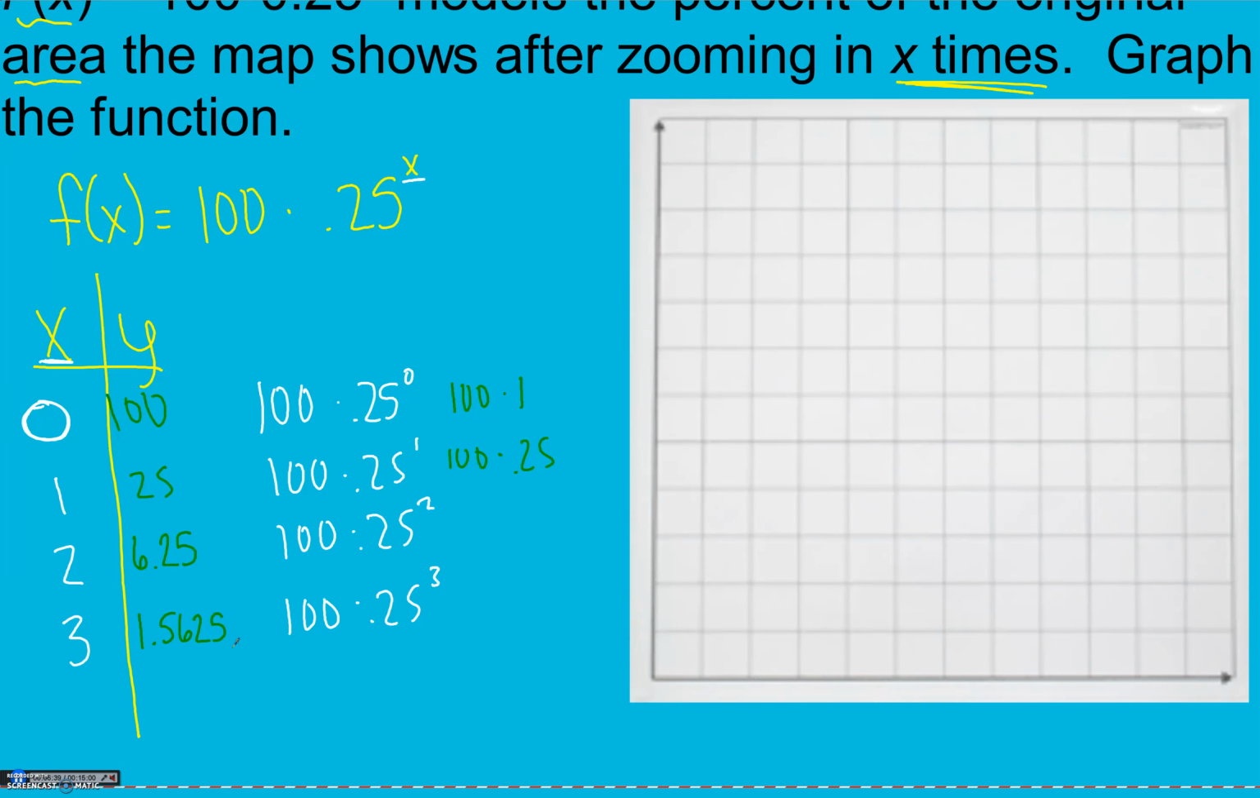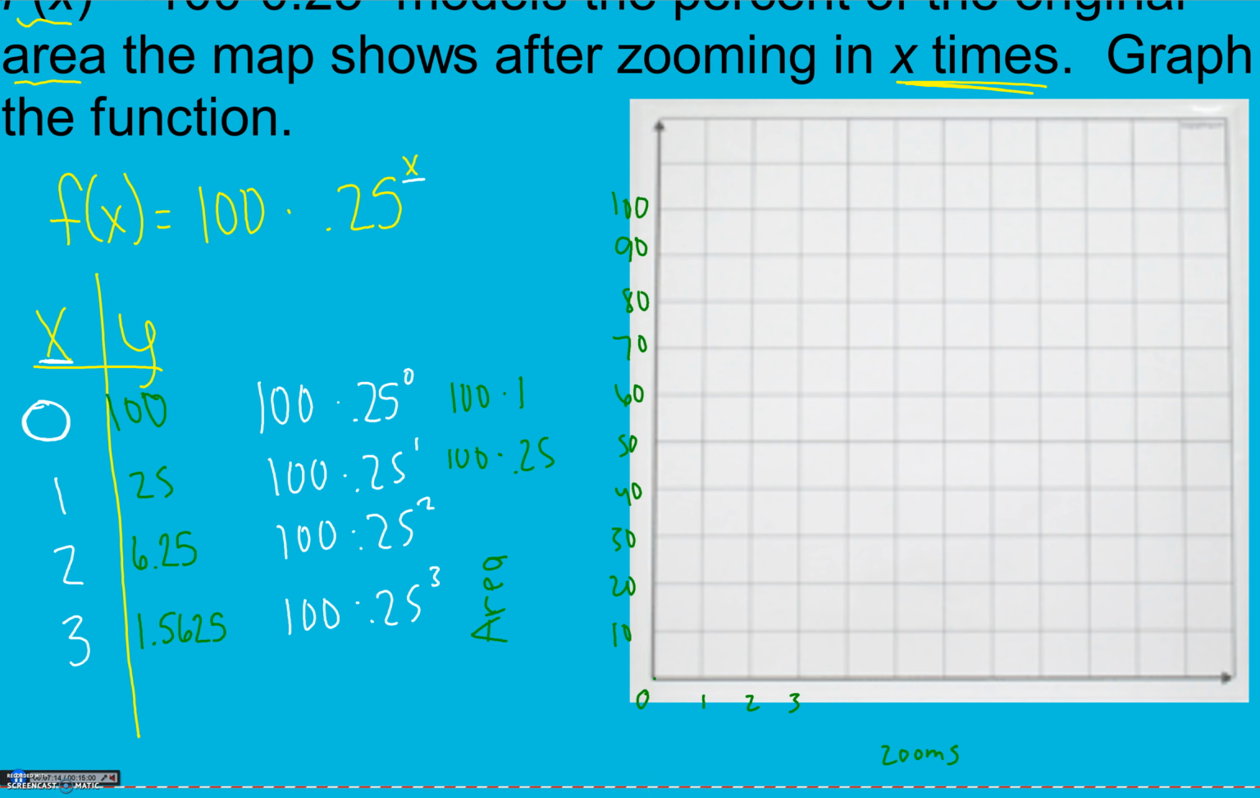Now, I'm going to have to come up with some kind of a scale. Here's the area. Here are my number of zooms. I can't get to 100 on my graph, so I'm going to go by tens. But since I'm only trying to go from 0 to 3 zooms, I'm not going to change my scale there at all. And again, remember our corner point is always 0, 0.